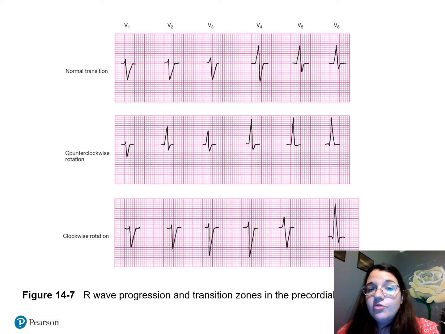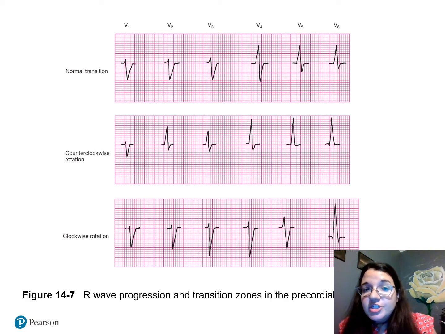So make sure you know normal transition is V3 and V4, counterclockwise is V1 and V2, and clockwise is V5 and V6. If I were you, I would be making my notes, because if you notice from chapter 13, there were a lot of rules on what leads to look at, right? Who should be predominantly negative? Who should be predominantly positive? Where do I look to determine if I am having a BBB, a bundle branch block? Remember all of that. So now we're adding to that.